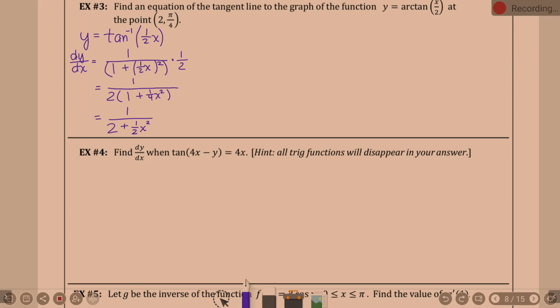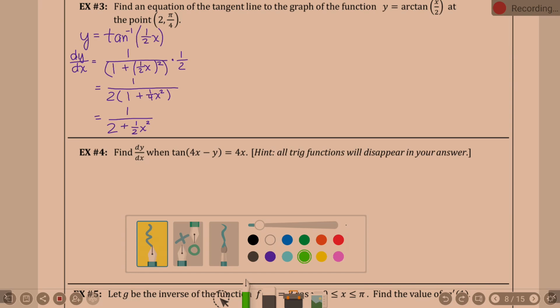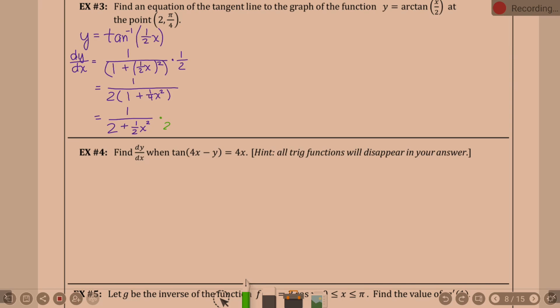You won't see an answer like this. You won't see an answer that has a fraction within a fraction. So I'm going to ask you to go one more step. I need this fraction gone, which means I need the denominator of 2 gone. How do we get rid of a denominator of 2? You multiply by 2. If I'm going to multiply the bottom of this big fraction by 2, then guess what? We're going to multiply the top of the big fraction by 2.